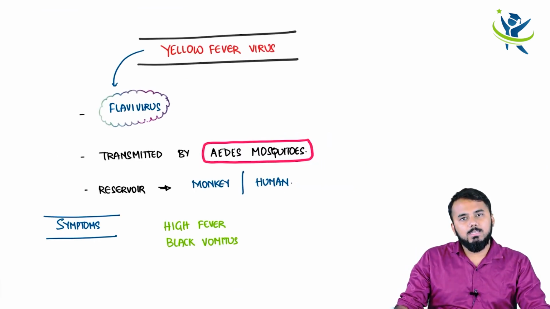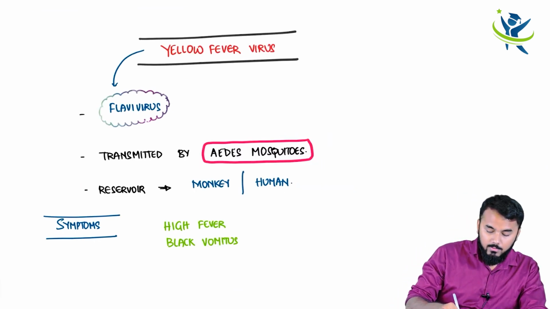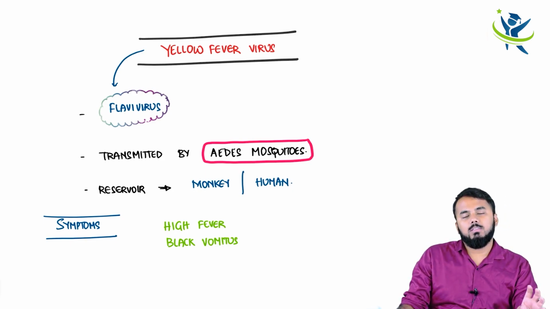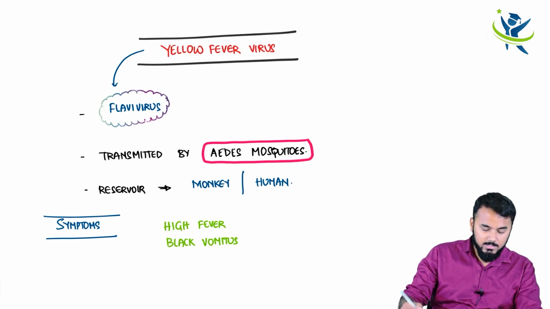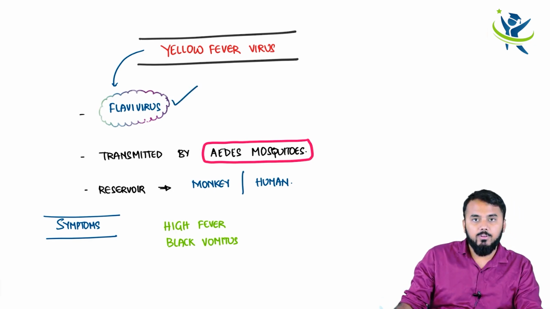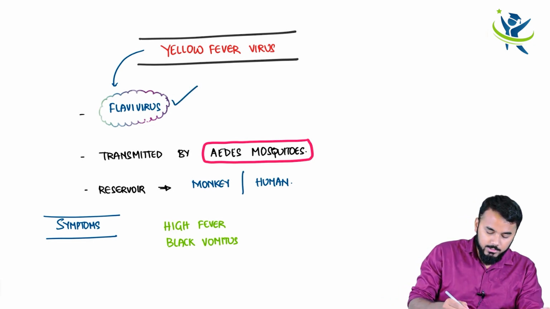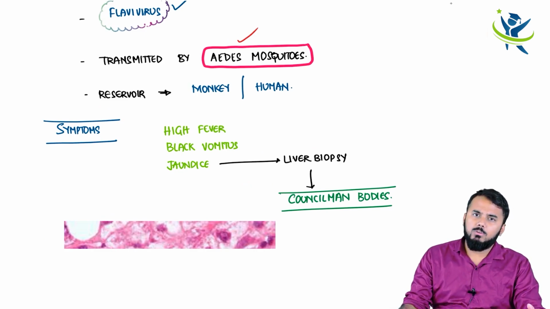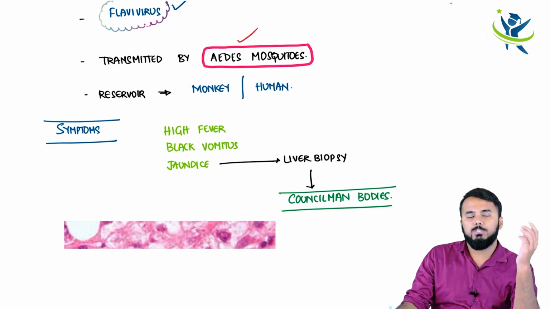Hello guys, now we shall be discussing the yellow fever virus, very important. Now, yellow fever virus comes under which group of viruses, guys? It comes under Flavivirus. Yellow fever virus is transmitted by which mosquito, guys? It is transmitted by Aedes mosquitoes.